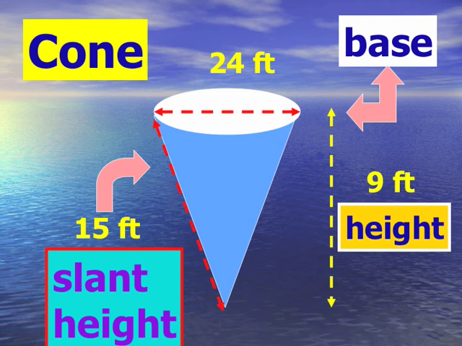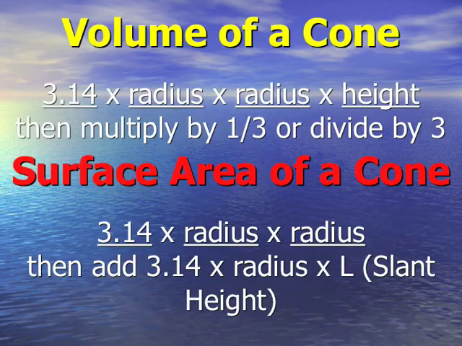As you can take a look at my diagram, the diameter of my cone is 24 feet. That means that the radius, the number we're going to be using, is half of that, which is 12. The formulas for the volume of a cone and the surface area of the cone are as follows.